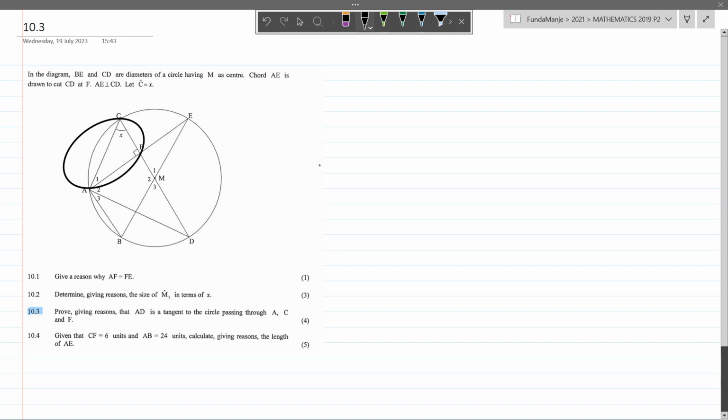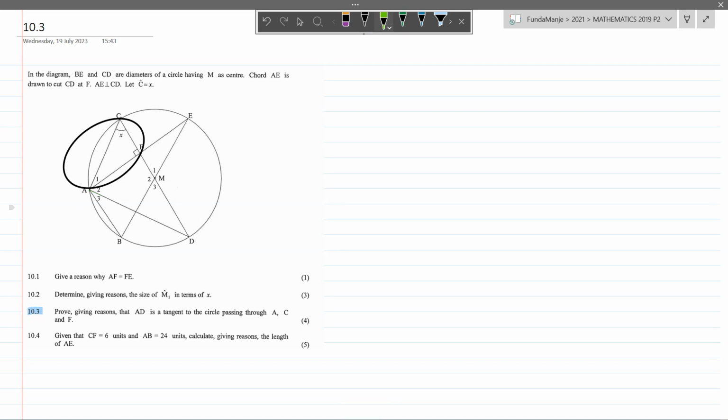10.3 says prove, giving reasons, that AD is a tangent to the circle passing through A, C and F. So here I just made a little makeshift circle and it passes through the points C, F, and A, and we are looking to prove that AD will be a tangent to the circle. As you can see in my diagram, it's definitely not a tangent, but for all intents and purposes, we'll pretend that it is, and we are simply trying to prove that this is a tangent.